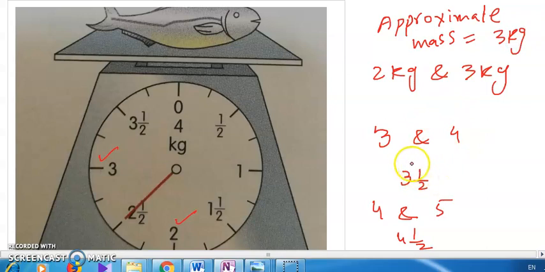For example, if the reading shows 3 and a half, so it is exactly halfway between 3 and 4, I will say the approximate mass is 4. If the reading shows, for example, halfway between 4 and 5, then we will say the approximate mass is 5. So in case the reading is halfway between the two numbers, we will move to the bigger value.